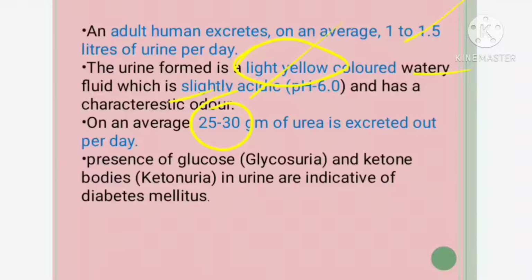When you are doing a urine test, if you find glucose in the urine, it means you are diabetic. Another name for this is glycosuria. Sometimes a chemical compound called ketone will be present in the urine, and then they are suffering from ketonuria. If ketone bodies or glucose are present in the urine, you can understand that the patient is likely to have diabetes mellitus, which is nothing but sugar, as we call it, isn't it?